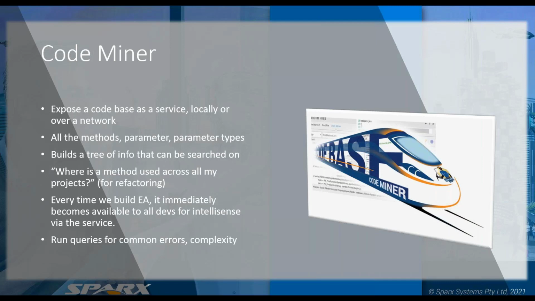The code miner, the set that it builds up can be exposed as a service either locally or over a network, which is really important, obviously, when working in a team development environment like we are at Sparx. And it basically means that the second that we build Enterprise Architect on one machine, then we can export that to the service, and then everyone in the organization has up to the second IntelliSense information on all the custom code that we have written. So a note from one of the developers says that every time we build EA, it immediately becomes available to all devs for IntelliSense via that service.